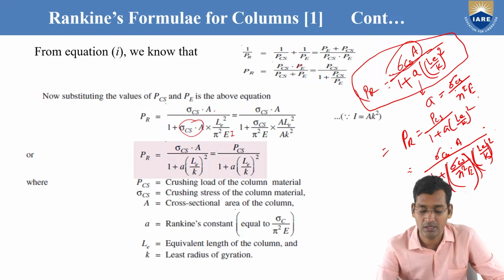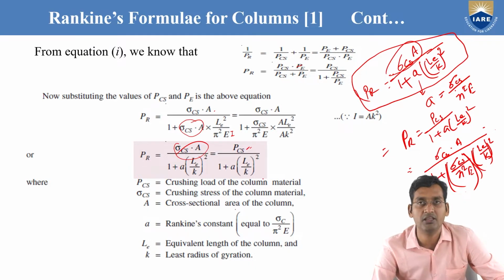So this will be in terms of PCS. Sigma Cs by 1 plus A into Le by k whole square, which equals, instead of this, just replace that with PCS for this one. So PCS by 1 plus A into Le by k whole square. So this will be the final PR.